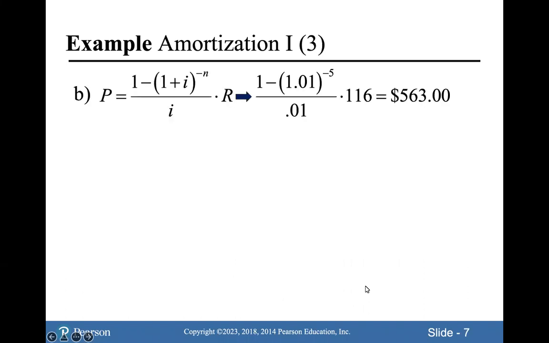All right, so for letter B, using the same formula, here we're substituting 116 for R, and P is unknown. So the principal would be 1 minus 1.01 to the power negative 5 divided by 0.01 times 116, which comes out to $563. So really in this example, we're just practicing using the formula.